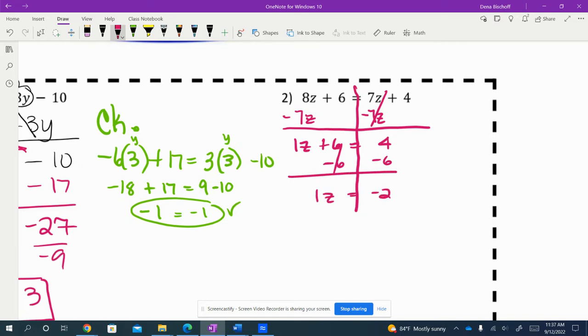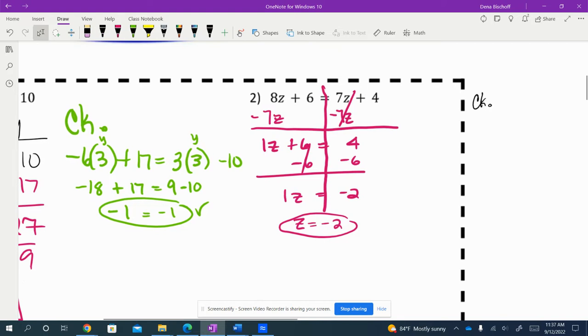Are we done? Have we solved our equation? Well, 1z is the same thing as z, right? So z equals negative 2. Can we do the check on this one? I'm not going to make you check everything tonight, but I just want to make sure you guys. So let's write out the check. 8, but instead of using a z, I'm going to put a parenthesis, and what am I putting inside of it? So 8 times negative 2 plus 6 equals 7 parenthesis negative 2 plus 4.